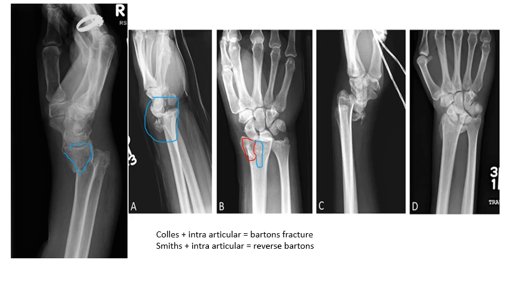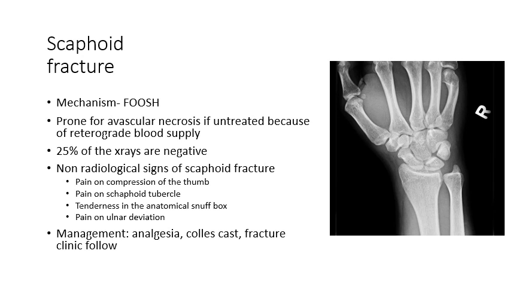So Colles is displacement of the distal fragment dorsally. Smith is displacement of your distal fragment volarly. But if it is a Colles with intra-articular extension, it is Barton's. If it is a Smith with intra-articular extension, it is a reverse Barton's. So Smith's, Barton's, reverse Barton's, all these need ORIF. They are unstable injuries. They need urgent orthopedic referral and ORIF. Whereas Colles, you can put a cast and send for fracture clinic follow-up.